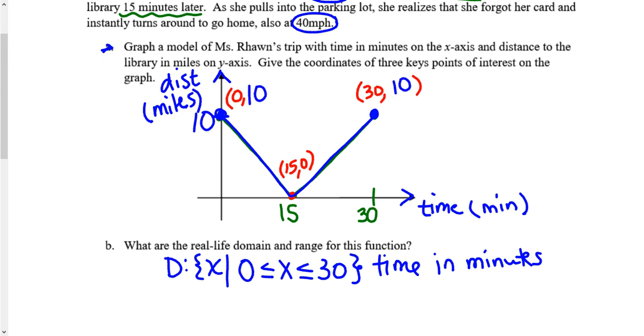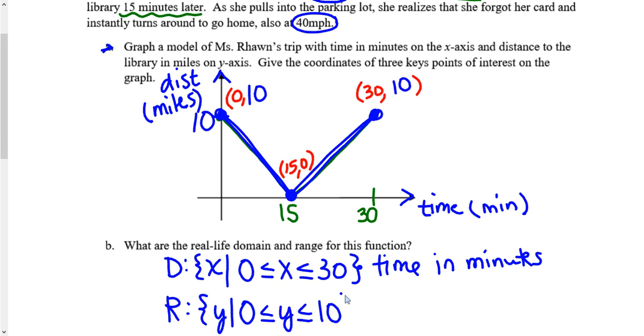And then my range would be my y values. So I want to look at my lowest y value was down here at 0. In either branch, if I go on it, my top value was up at 10. So I have 0 is less than or equal to y, which is less than or equal to 10. And that is my distance in miles from the library.